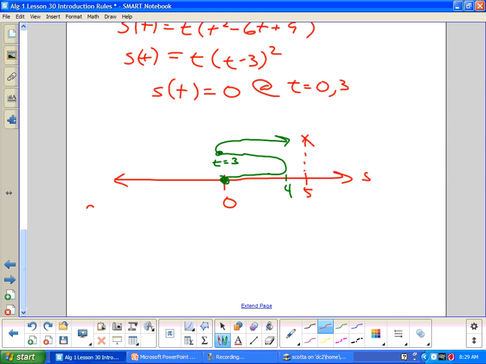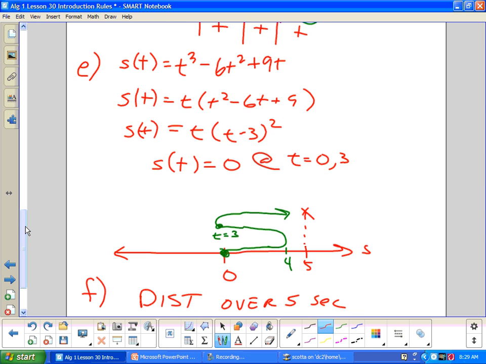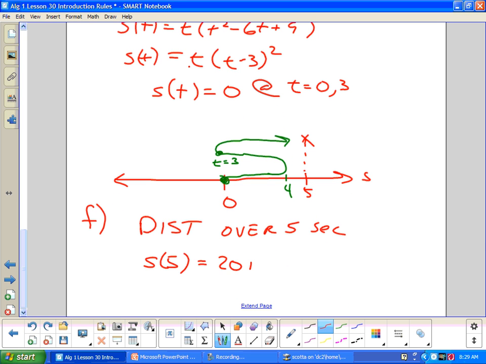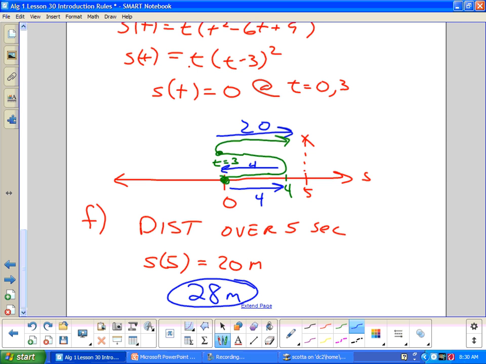So everybody, for letter F, I want distance over 5 seconds. So I will put s of 5 in first. And I will use the equation from letter E right here. 5, and then 5 minus 3 is 2. 2 squared is 4. 4 times 5 is 20. I will tell you that s of 5 is 20 meters. So when I talk about distance, I'll do this in blue. I go 4 meters, I go back 4 meters, and then how far do I travel here? 20 meters. So what's my total distance? 28 meters.